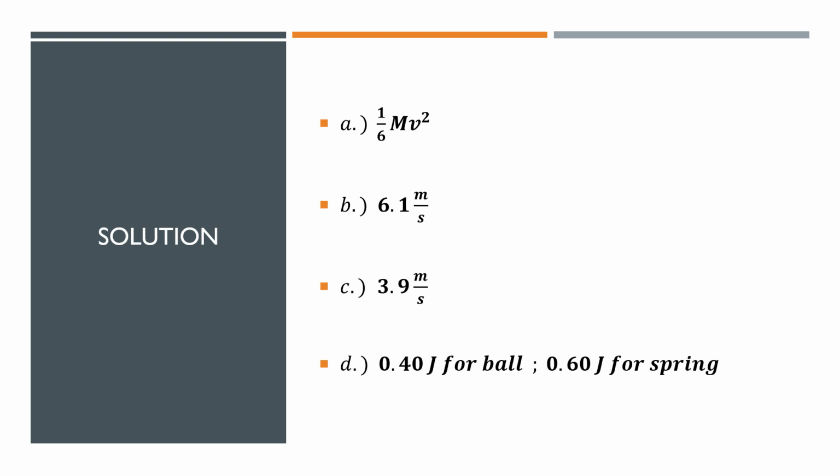Part C made us include the kinetic energy of the spring, which robs the ball of some of its speed, and both objects moved at a rate of about 3.9 meters per second, which is about 35% slower than the massless spring case in part B. Finally, in part D, we calculated the kinetic energy of the ball and the spring when moving at this speed from part C, and that gave us 0.4 joules for the ball and 0.6 joules for the spring.